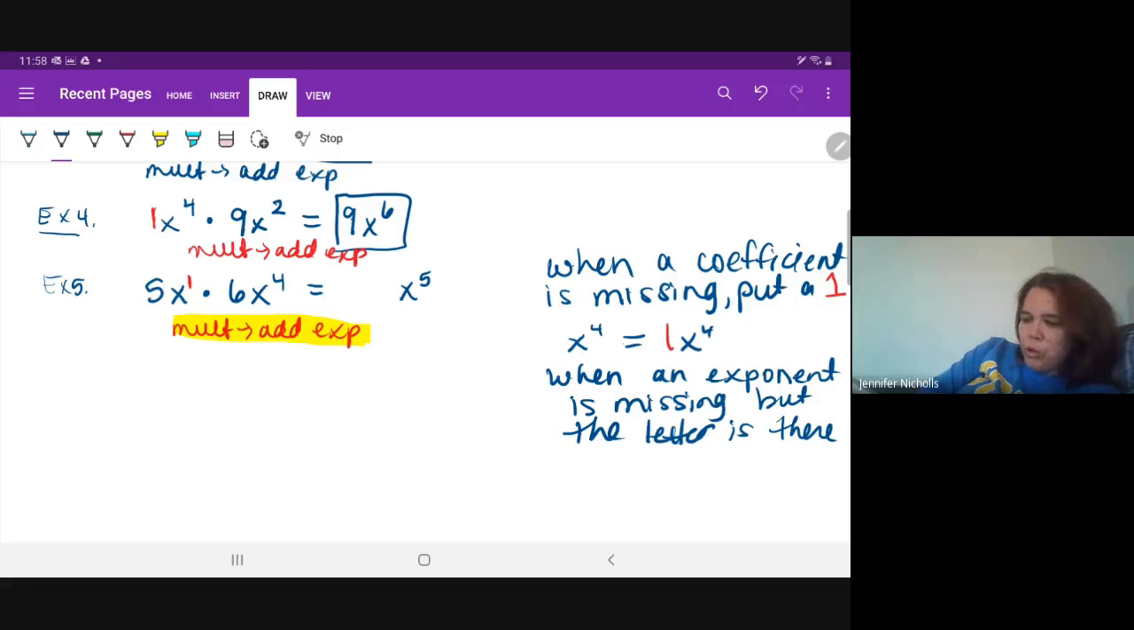Yeah, so you multiply the 5 and the 6. So it is 30. And then technically the 30 is by itself. The 30 is not to the 5th. But usually people kind of write them next, 30x to the 5th. Okay, any questions so far?